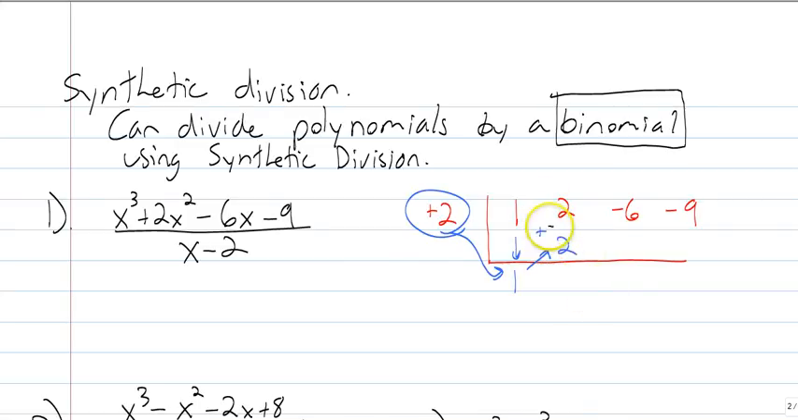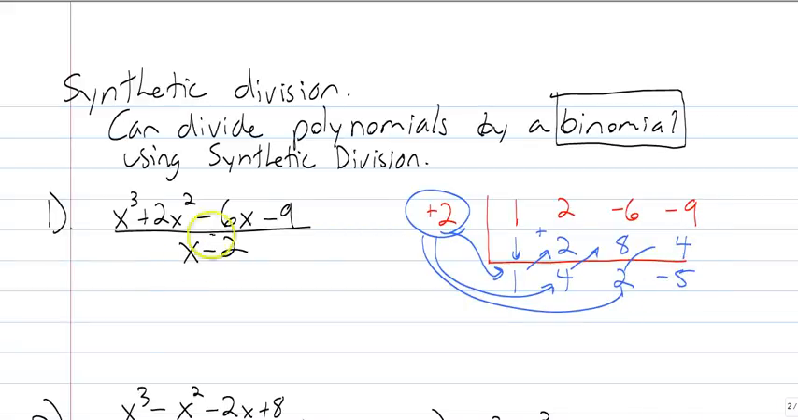Now you add. So for synthetic division, we add down. So it's the opposite of long division. 2 plus 2 is 4. 2 times 4 is 8. Then 8 plus a negative 6 is a 2. And 2 times 2 is 4. Excuse me. I don't know what happened there, but we'll move on. So negative 9 plus 4 is a negative 5.